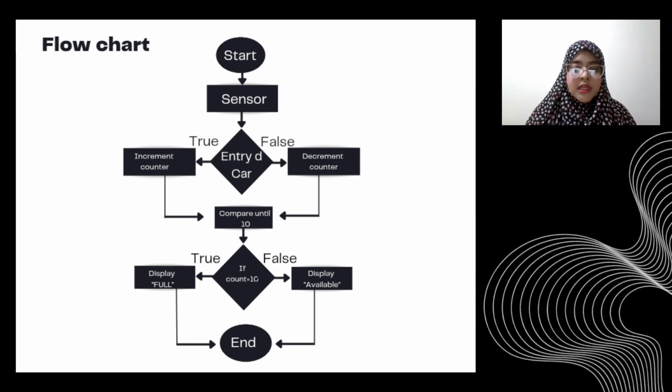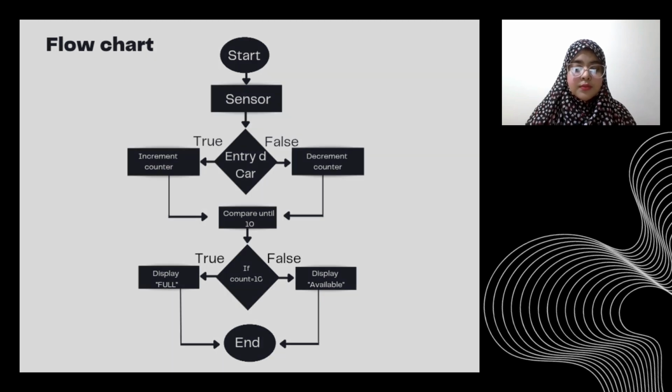The system checks if the counter has reached 10. If the count is equal to 10, it displays full. If less than 10, it shows available. Then the process ends and waits for the next sensor input.